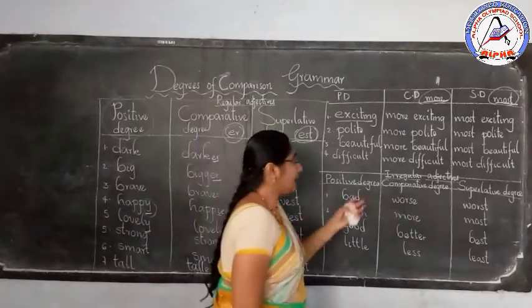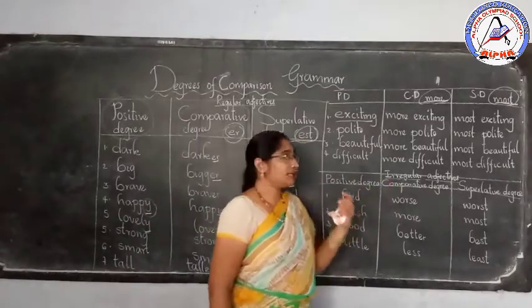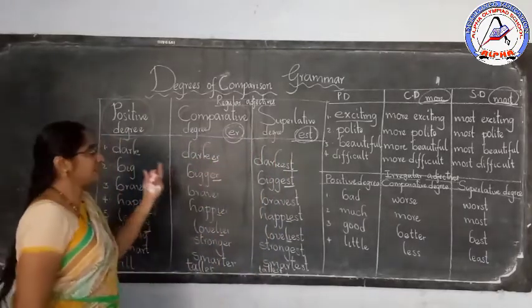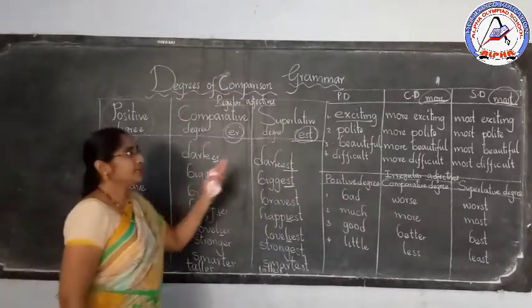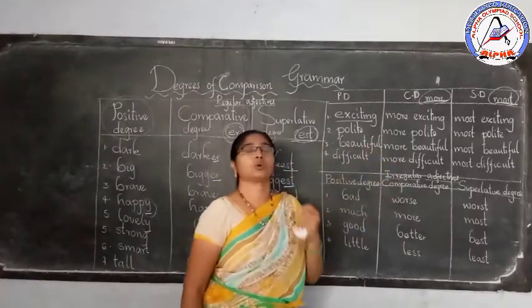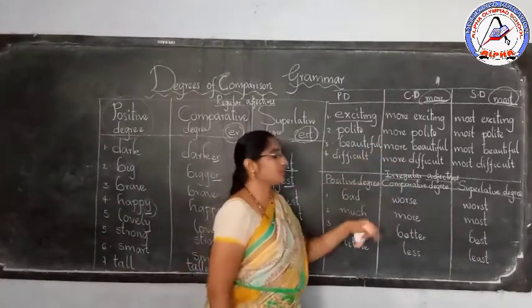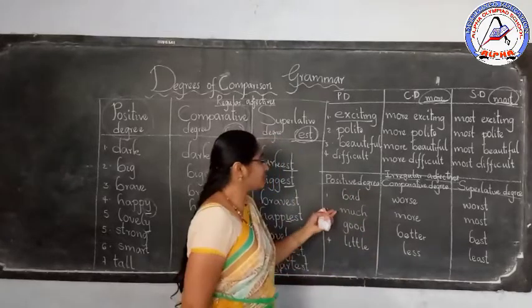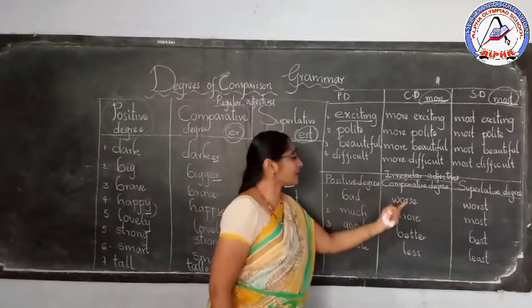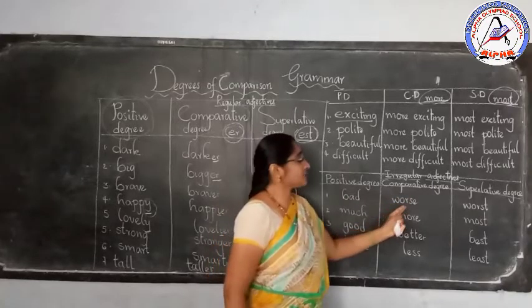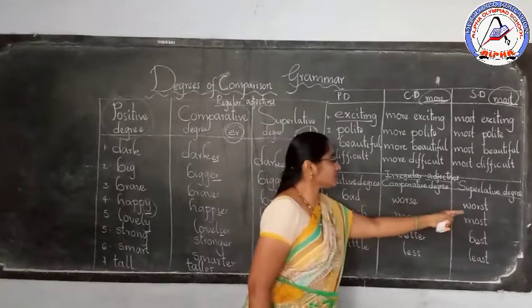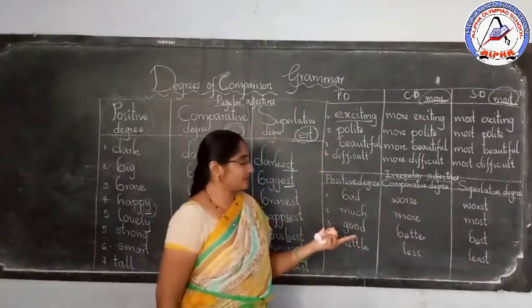Now let us see irregular adjectives. In regular adjectives, you have found the same sequence. Er or est is added, or here also more and most. But irregular adjectives are totally different. The three forms are in three ways. For example, positive degree bad. Bad's comparative form is worse and its superlative form is worst. Bad, worse, worst. The three are different words.